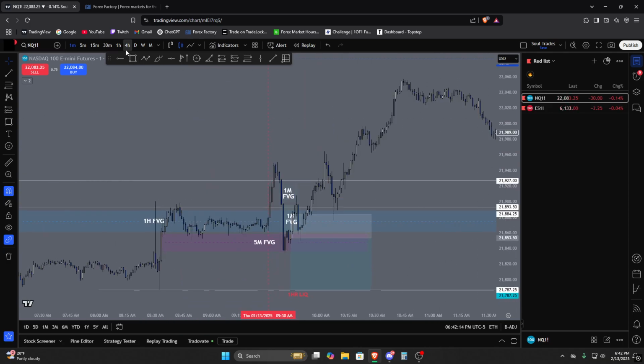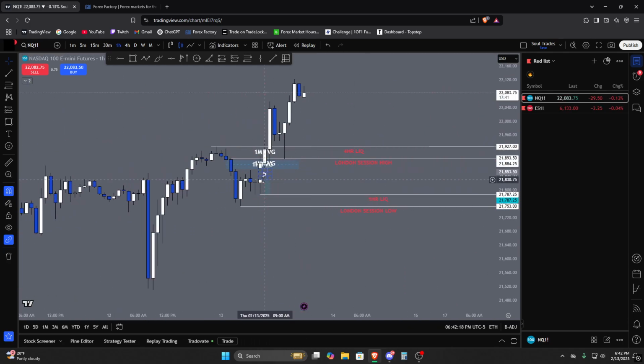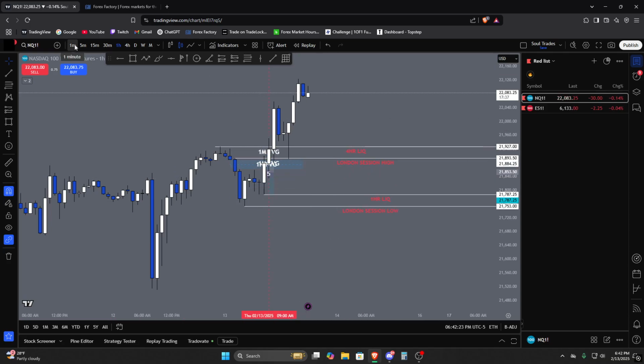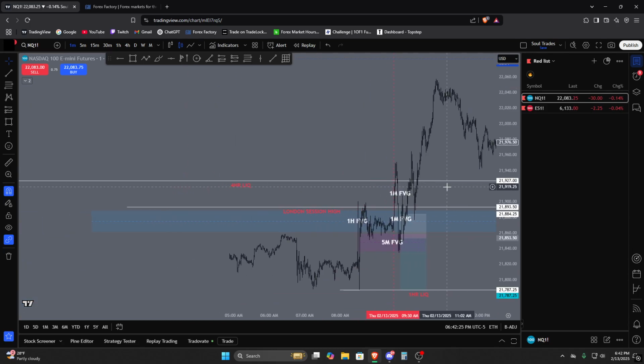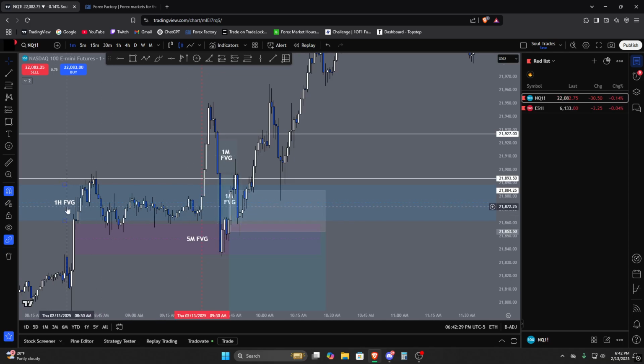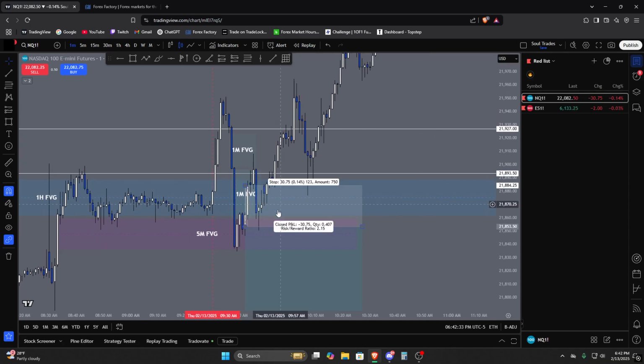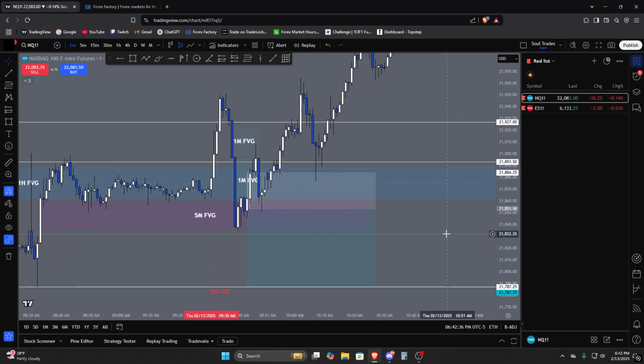And we also had this 1 hour fair value gap right here that I could have used before market open. We tapped into it, and then at market open, we go above, and then it came back to the 1 hour fair value gap and the 5 minute fair value gap right here. So this would have been like a double confluence trade, if you would say.